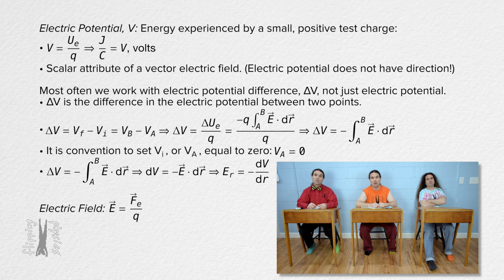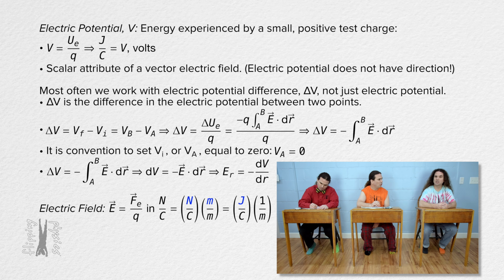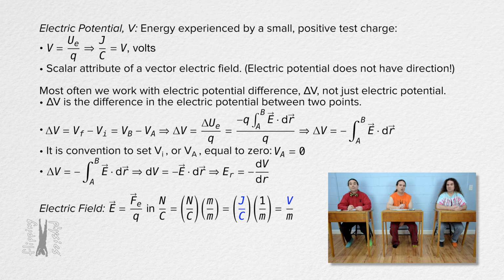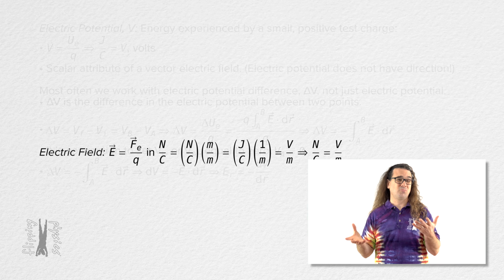Well, electric field equals electrostatic force over charge, so the units are newtons per coulomb. And what if we multiply that by meters over meters, which we can do because meters over meters equals 1, and you can multiply any number by 1. On the top, we then have newton meters, and newton meters are joules, and joules per coulomb are volts. So the units for electric field are either newtons per coulomb or volts per meter. They are the same thing. Exactly, Bo. Thanks.